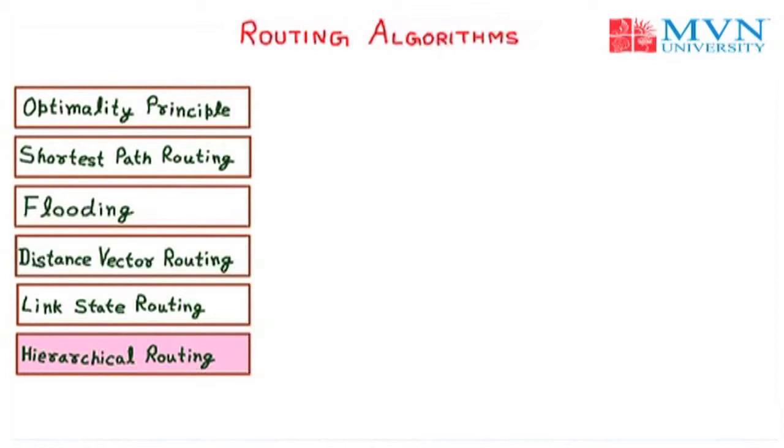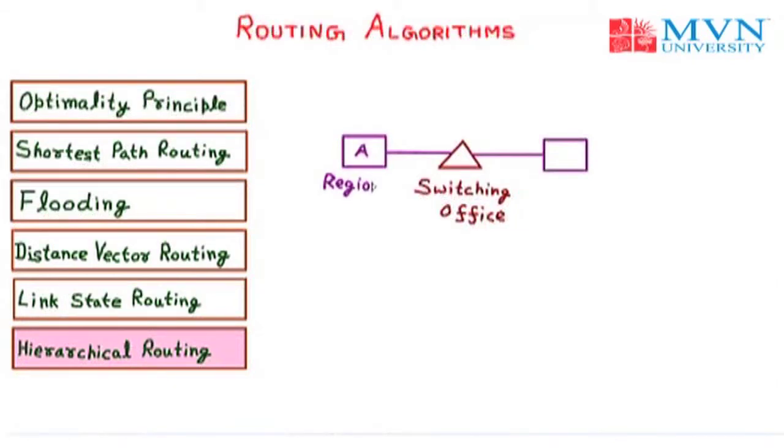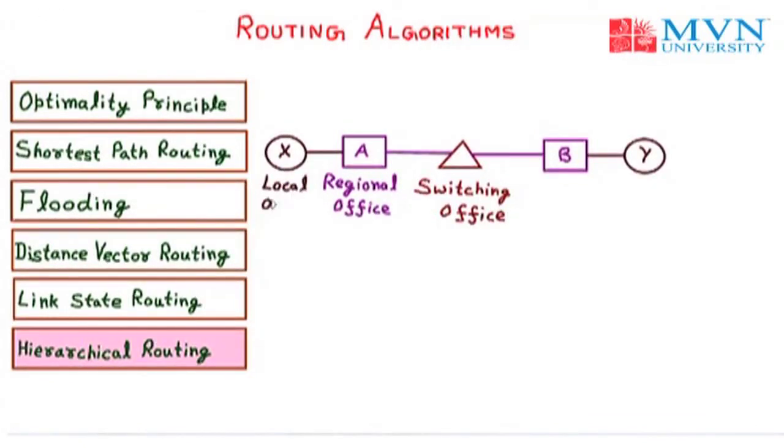Let us take the example of the diagram. Here we have a switching office. The switching office is connected to the two regional offices. This is the regional office A, and similarly B is the regional office. Then after the regional offices, we have the local offices. A is connected with the local offices, that is X and Y. This is the example of a telephone network.